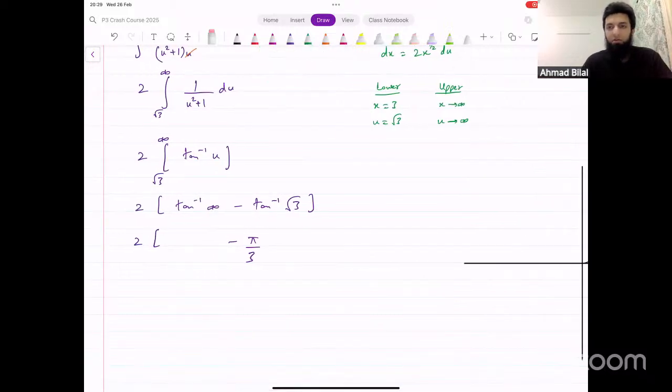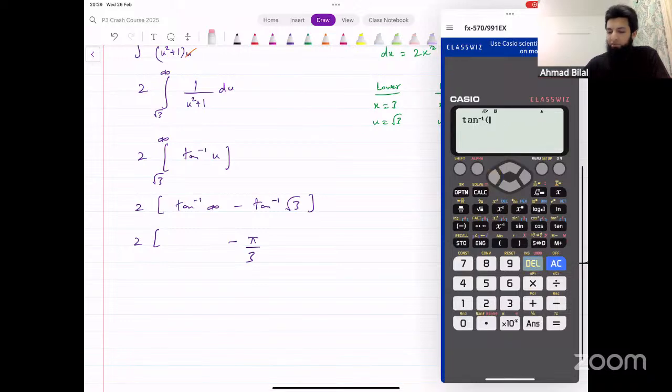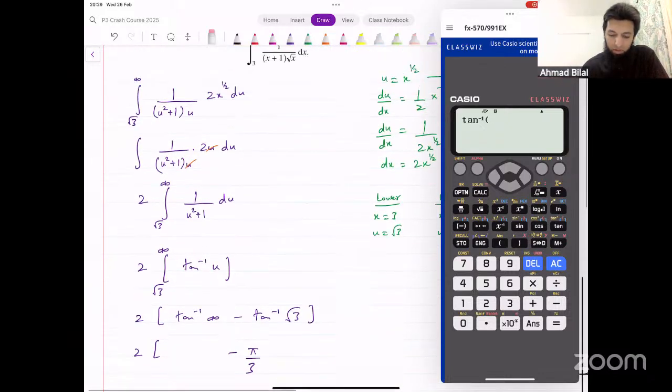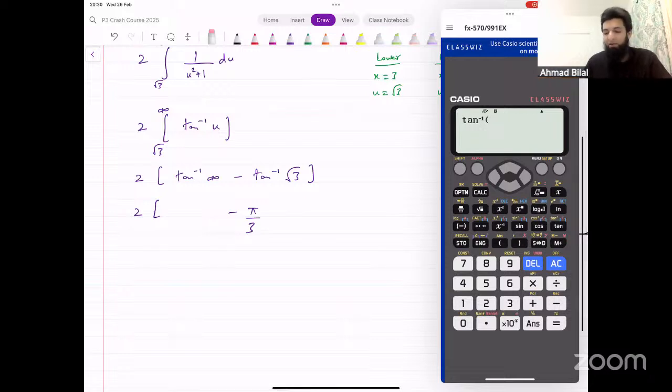Or if you can't think of anything like that, another idea could be to put this on your calculator. How do you do that? Tan inverse of infinity. We can't do that, right? Put a very large number and see what your calculator gives you. Maybe not an exact value, but it might give you a hint if you can't figure it out directly.